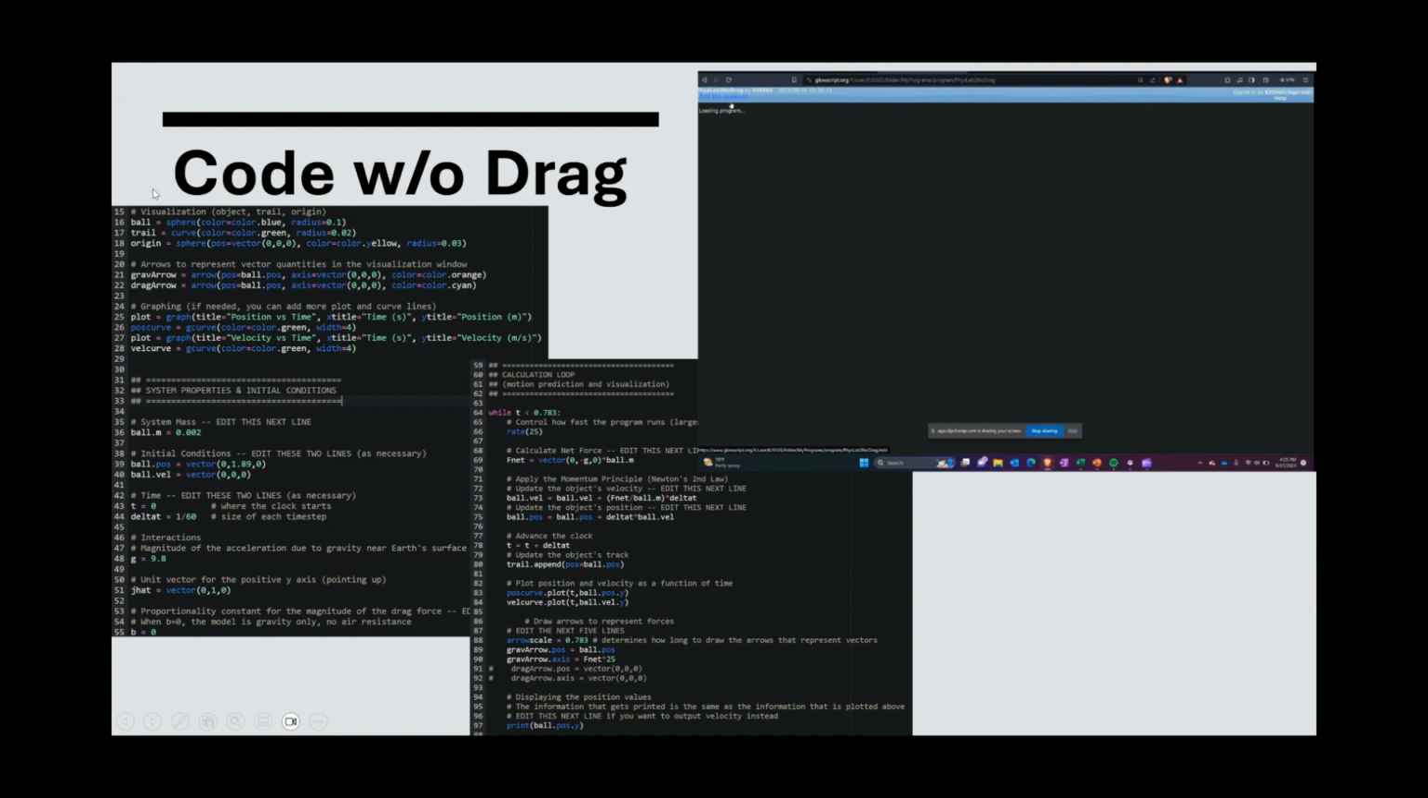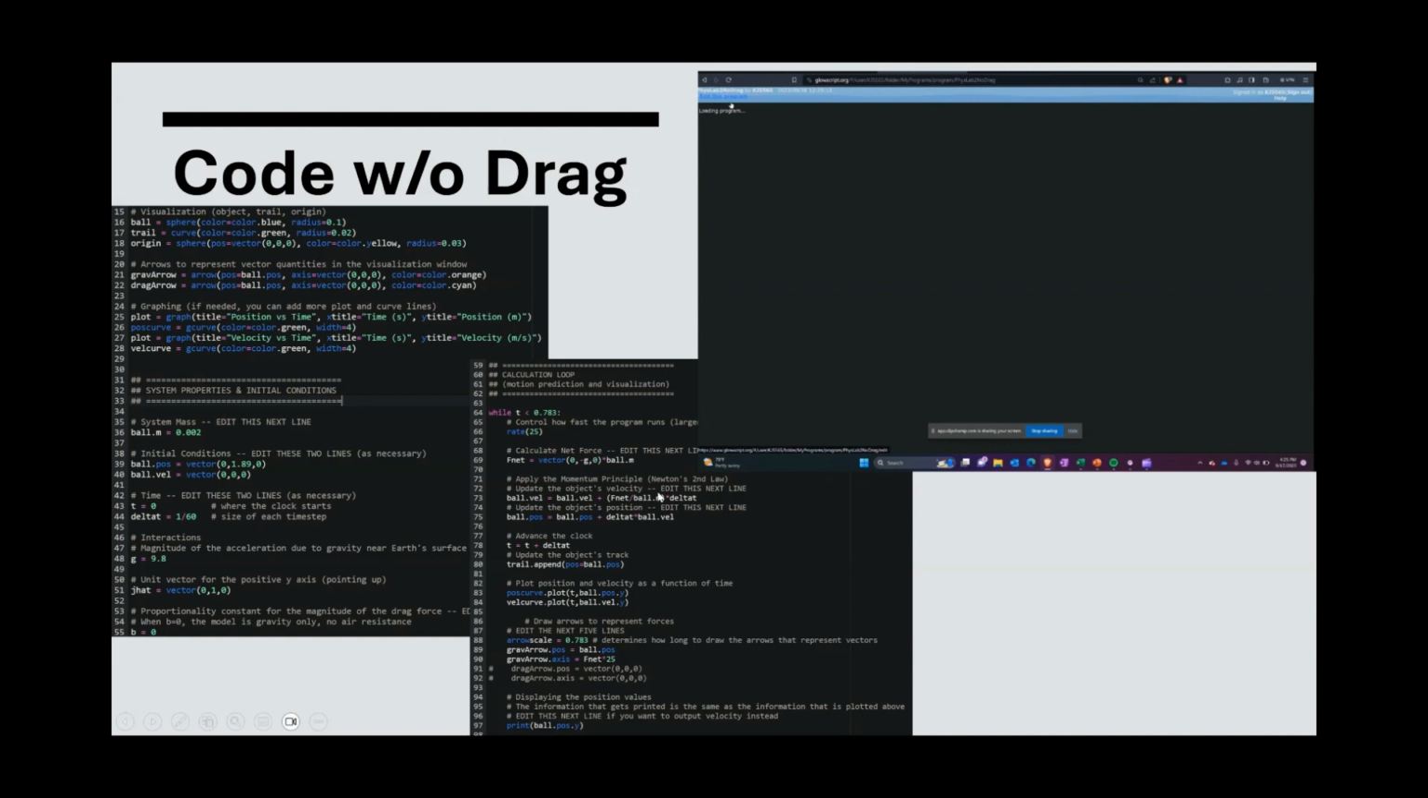For our code without drag, here we see the visualization. Our ball mass is set to 2 grams or 0.02 kilograms. Our initial position is 1.89 meters with no initial velocity. 1 over 60 for delta t because 60 frames per second. Gravity is 9.8 meters per second squared, and j hat is our upward defining vector.